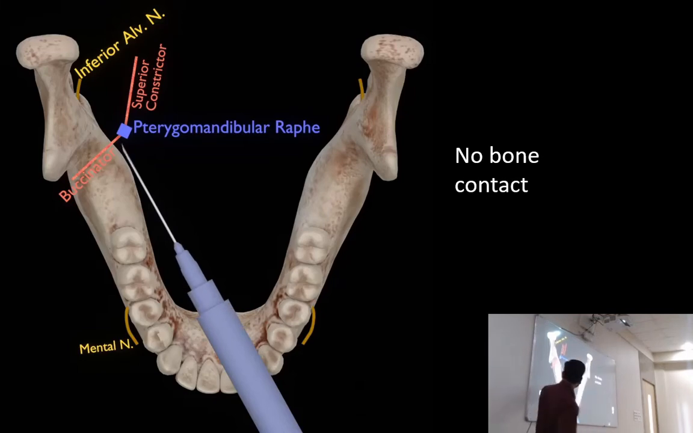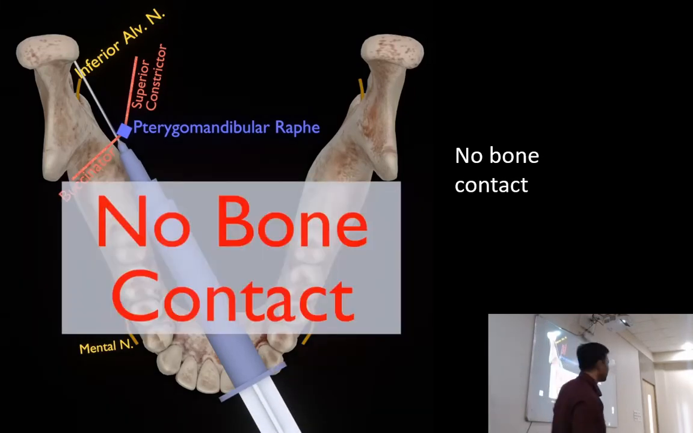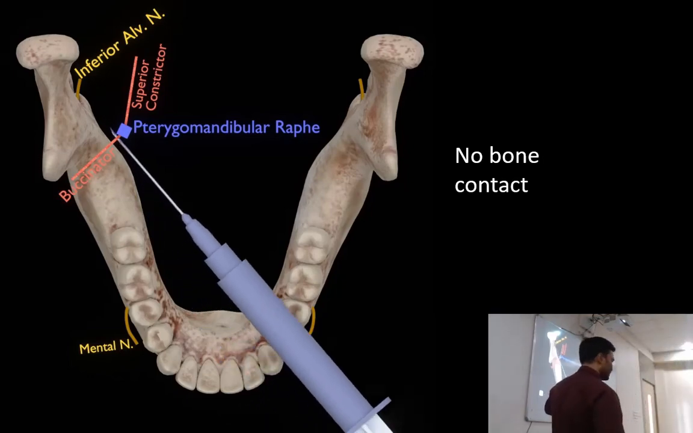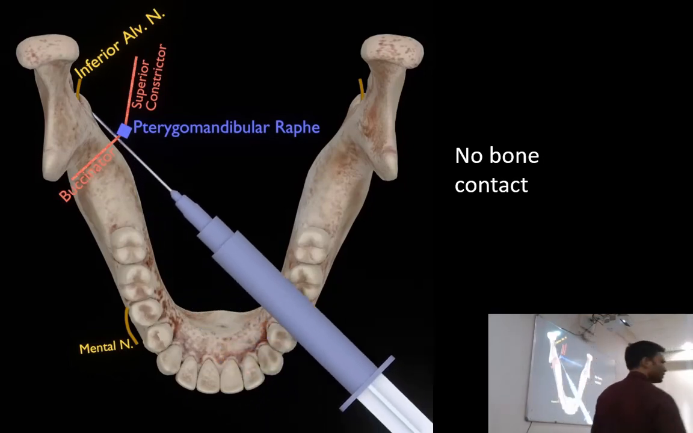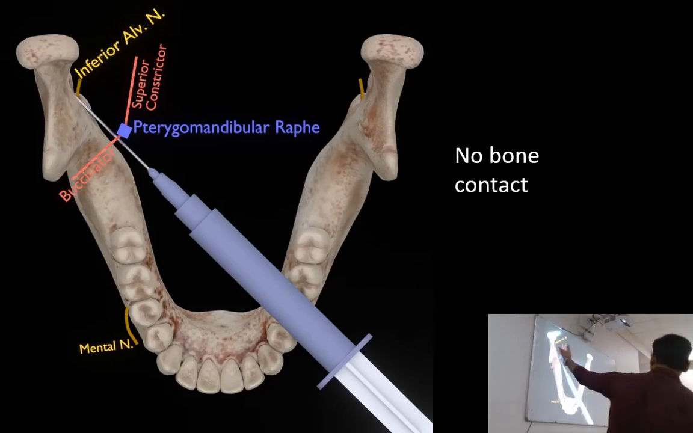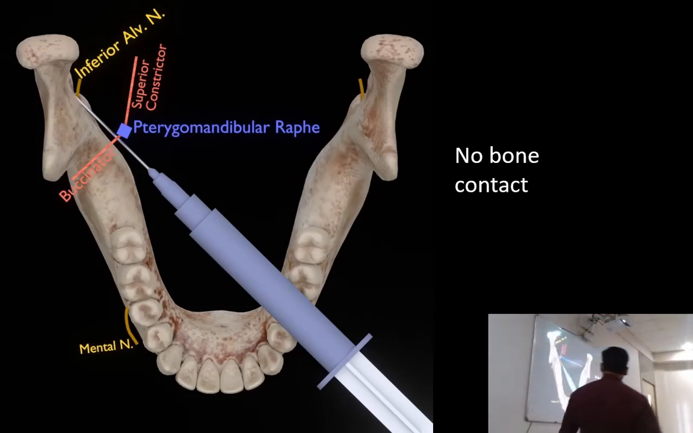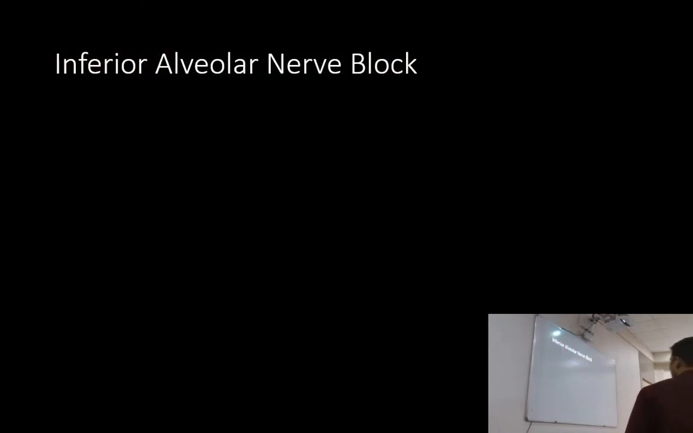So when we advance the needle, we are not going to contact the bone. There is no bone contact. So we are going to pull it out till the tip and move the barrel more away from the midline, and then we hit the bone. Okay? Understood? So this is what you do when you don't contact bone or if you contact the bone too early. Okay.